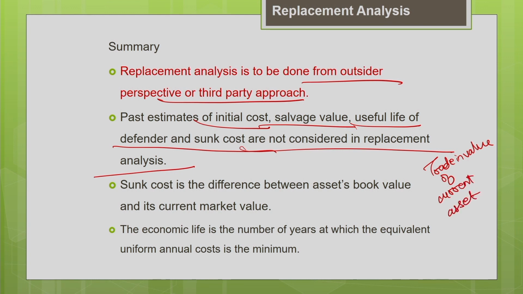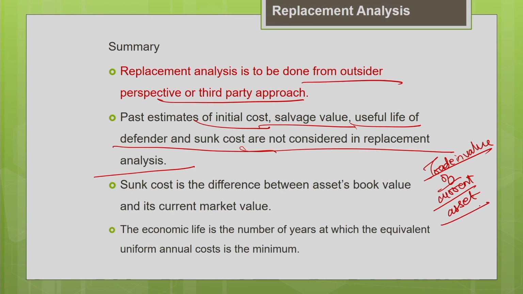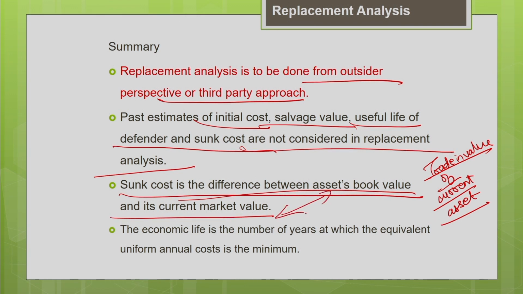And I explained to you what a sunk cost is. Sunk cost is a cost which cannot be recovered. Say, for example, your estimated book value of the machine is higher than the current trade-in value of the machine. That difference is your sunk cost. It is the difference between the asset book value and the current market value. This cost cannot be recovered. So, that is a sunk cost, and this cost should not be considered in the replacement analysis.